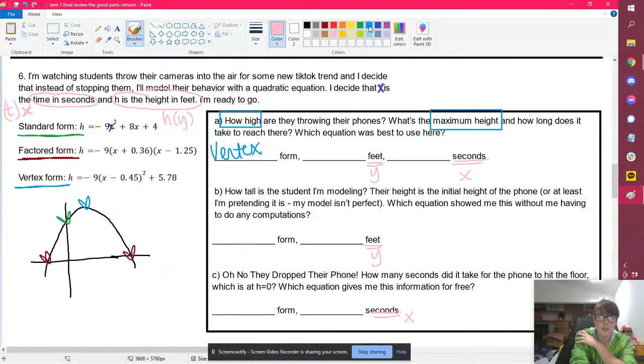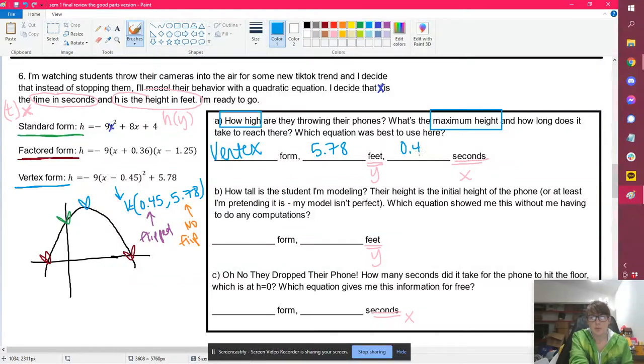Nice interpretation thing. So now, when I say, okay, well, what's the vertex? This vertex form tells me that the vertex is 0.45, 5.78, remembering that we flipped the sign here and no flip here, based on which one was and was not in parentheses. So my answer is going to be 5.78 feet, because that's the y part, and 0.45 seconds, because that's the x part. Nice.